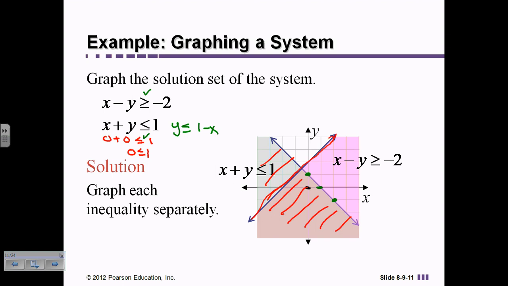Now we're going to pick a point that's not on the line. And again, 0, 0 is not on that line that we just drew. Here's the line again that we just drew. 0, 0 is not on that line. So we're going to substitute in 0 and 0. And we're going to ask, is 0 greater than or equal to negative 2? So 0 is greater than negative 2 is a true statement. So we're going to shade on that side of the line where the 0 is.